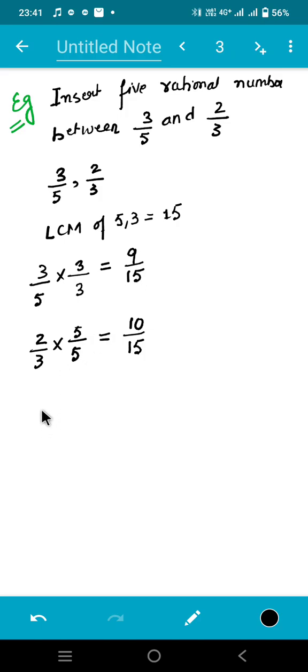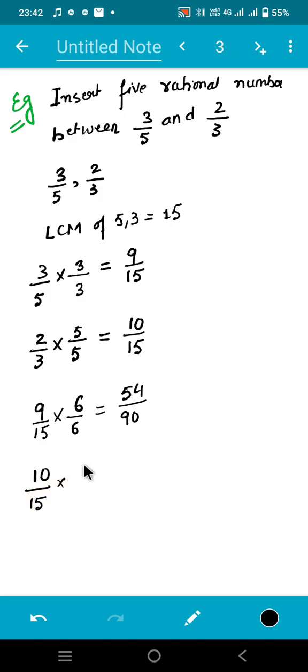So the next part is, you will write 9 by 15. How many rational numbers do we have to insert? 5. So we'll definitely multiply by 6. So 6 9s are 54 and 15 6s are 90. Absolutely. Now write the next rational number, that is 10 by 15. Again we'll do the same thing. We'll multiply 6 with the numerator and with the denominator. So the required answer is 60 by 90.